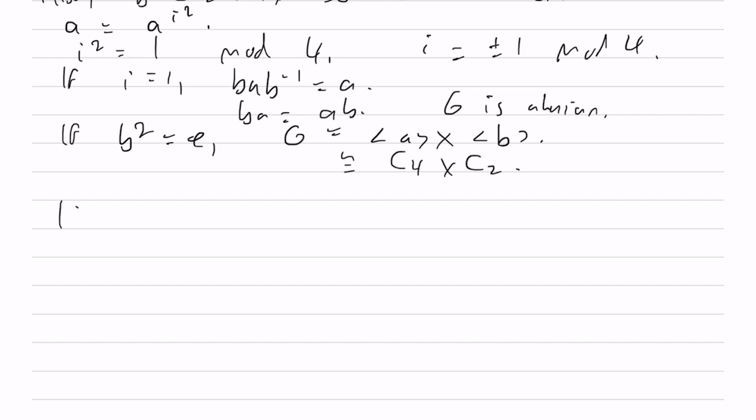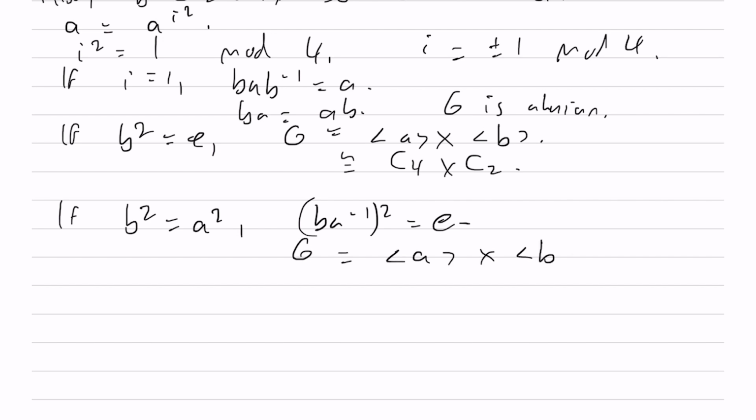Now, if B squared equals A squared, then BA inverse squared is the identity. That is just direct from rearranging that. So we're in a similar kind of case here, but we've just replaced B with BA inverse. And by similar logic, we just get that G is this direct product, which is isomorphic to C4 cross C2 for similar reasons.